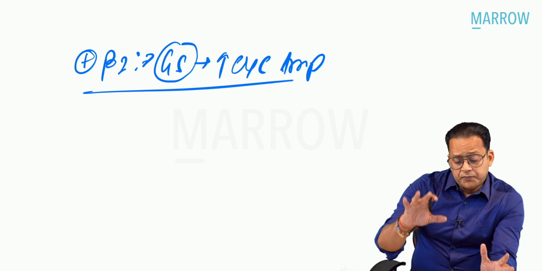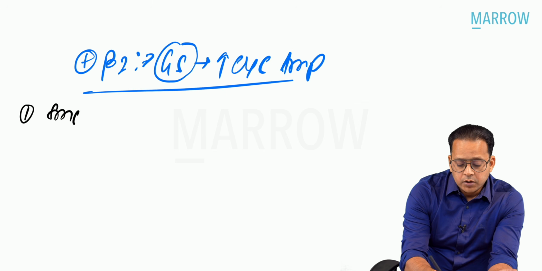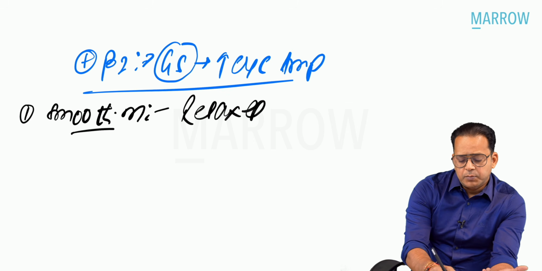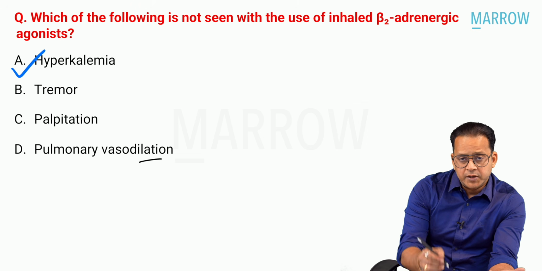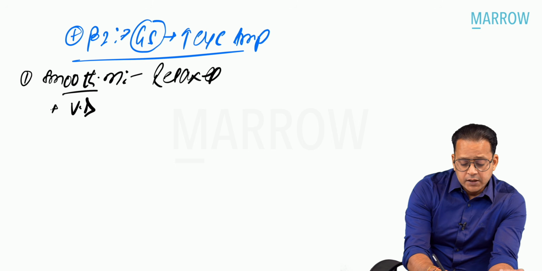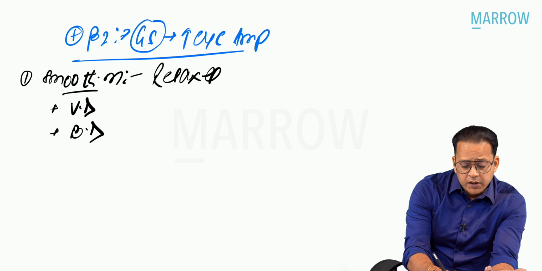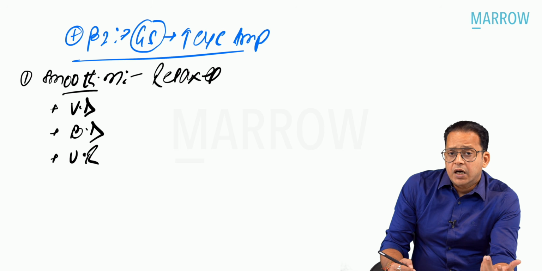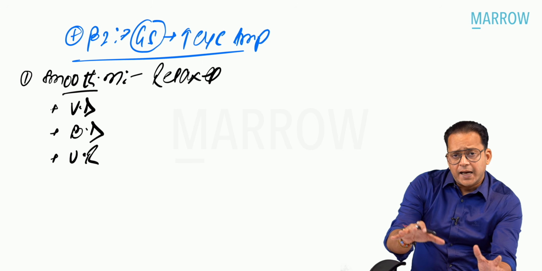Now, what is the role of cyclic AMP in smooth muscle? Cyclic AMP in smooth muscle relaxes it. So wherever it is present in the blood vessel, the effect would be vasodilatation. So look at this one effect, pulmonary vasodilatation. Yes, it can be seen. Plus bronchodilation, which is the reason why we use salbutamol-like drugs in asthma. Plus uterine relaxation, which is the reason why we use ritodrine-like drugs as a tocolytic. So cyclic AMP in smooth muscle relaxes.